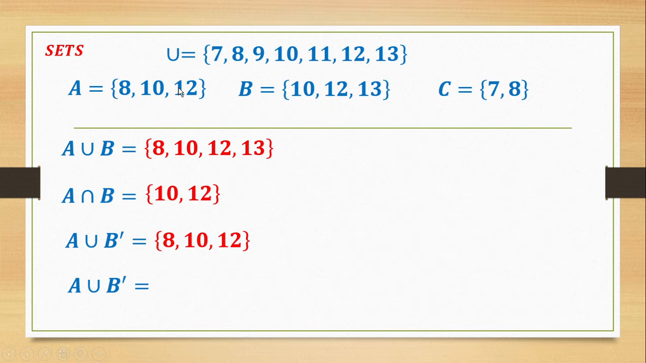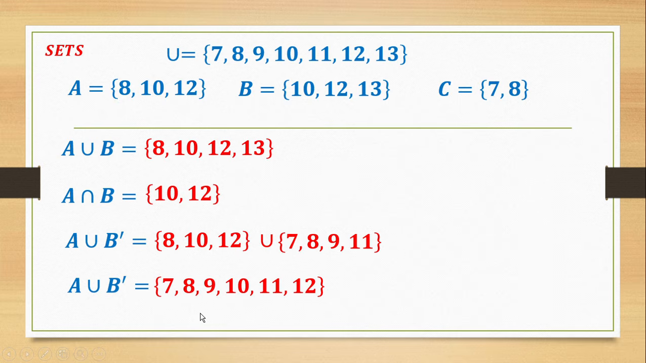Check natin. 8, 10, 12. Wala naman kasi 13 to, di ba? Ba't di kasama ang complement? Yan. 8, 10, 12. Tapos 7, 8, 9, 11. Kasi may 10 na dito, 12, 13. Di ba? Pag chinek natin dalawa na yan, ano union nilang dalawa?